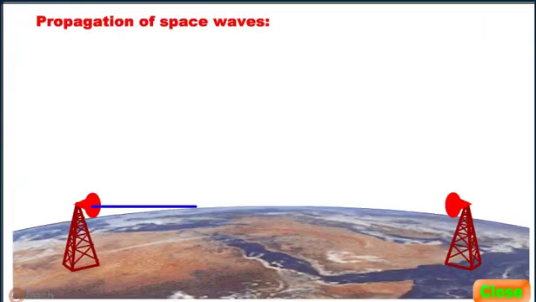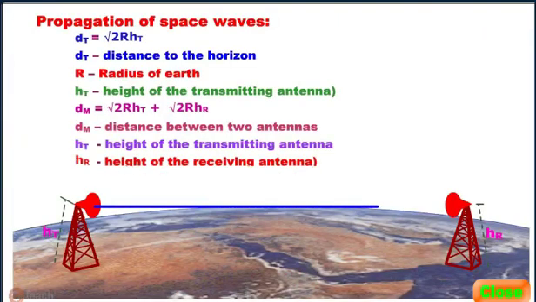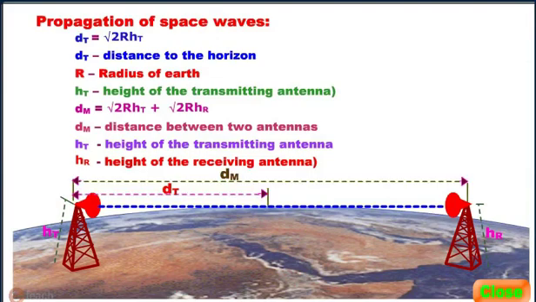In the case of space waves, we have the formula dT equals root of 2 R hT, where dT is the distance of the horizon from the transmitting antenna, R is the radius of the earth, and hT is the height of the transmitting antenna. Also we have the formula dM equals root of 2 R hT plus root of 2 R hR, where dM is the distance between the two antennas, hT is the height of the transmitting antenna, and hR is the height of the receiving antenna.